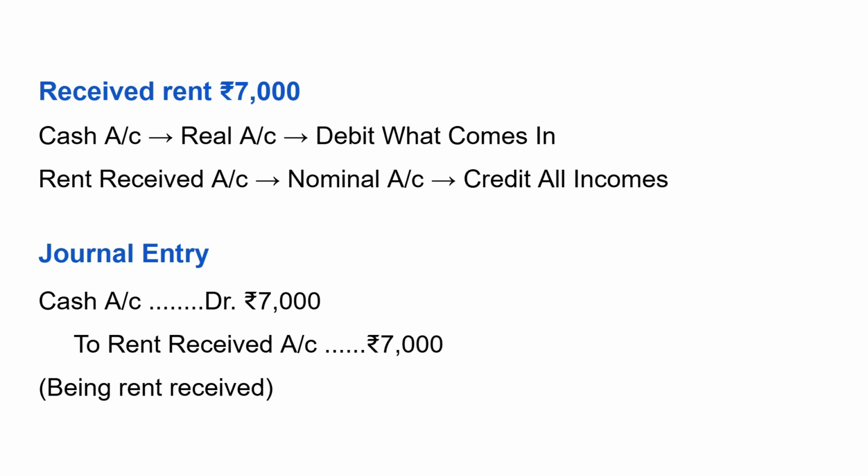Now you can see in all the transactions, first we have decided which are the two accounts affected for the transaction. Okay, cash account or rent received account. Then we have decided whether it is personal account, real account, or nominal account. And based on that, if cash comes in the business, then accordingly we have decided if it is debit or credit. So once you understand account type, journal entries are no longer about memorization, they are logical.